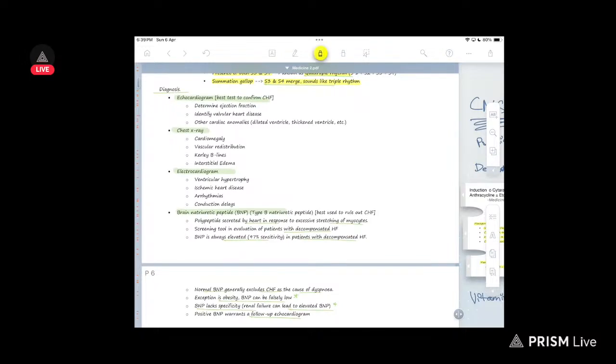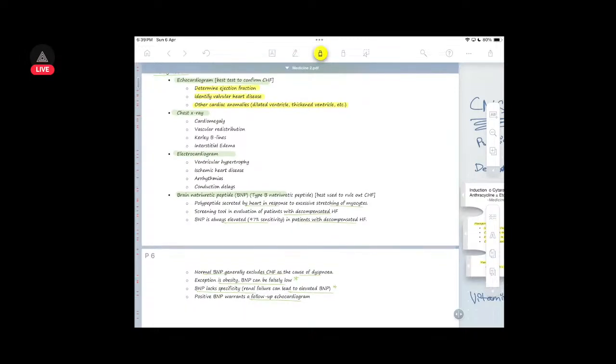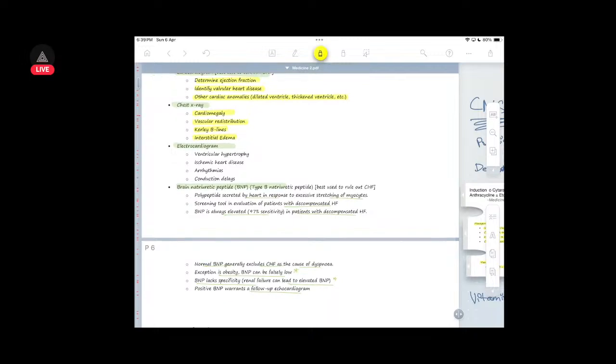For diagnosis, you have to do an echocardiogram. You determine the ejection fraction, valvular heart disease, and other cardiac anomalies. You have to find out dilated ventricles, thickened ventricles, etc. Chest X-ray shows cardiomegaly, vascular redistribution, Kerley B lines, interstitial edema. ECG shows ventricular hypertrophy, ischemic heart disease, arrhythmias, and conduction delays.